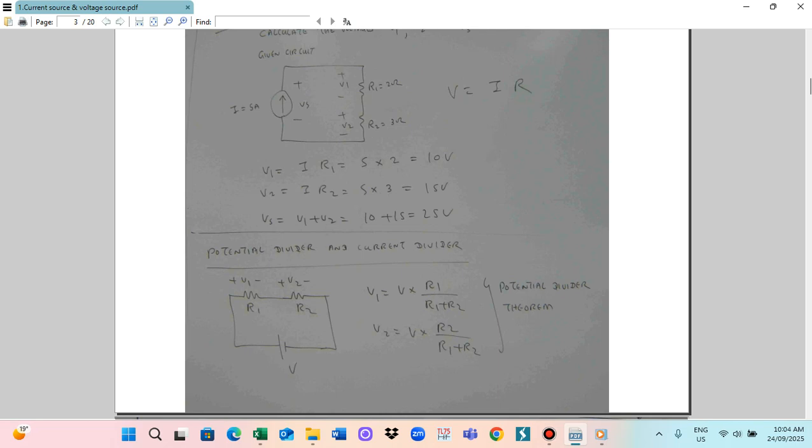So this is the potential divider theorem. V1 is V multiplied by R1 divided by R1 plus R2, and V2 is V multiplied by R2 divided by R1 plus R2. This is the potential divider theorem.